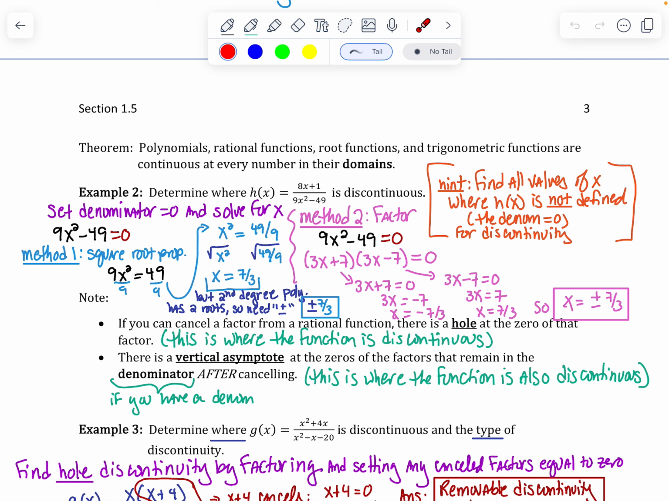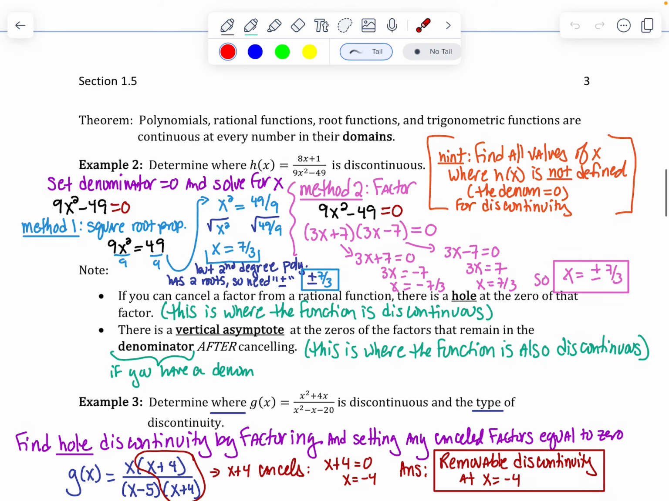Or perhaps you got that same answer a different way. Maybe you recognized that 9x squared was just a 3x that had been squared, and 49 was just a 7 that had been squared. You have a subtraction of these two squared values, so you can have plus or minus the binomial of those values. Set equal to 0 would give you the negative and positive values for the same answer.